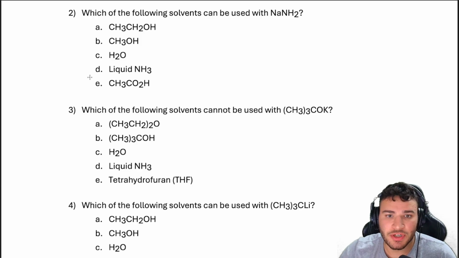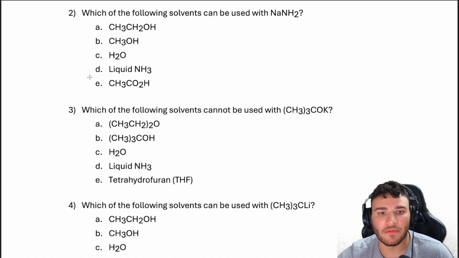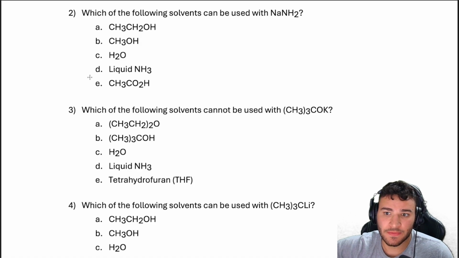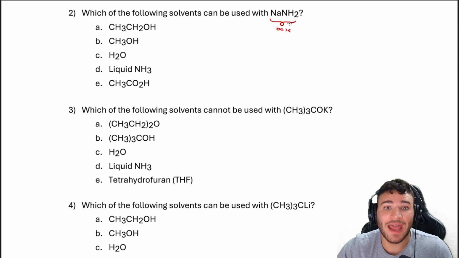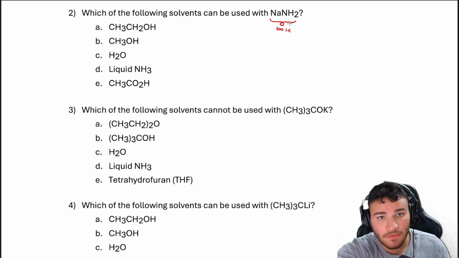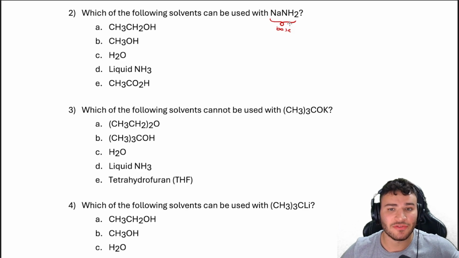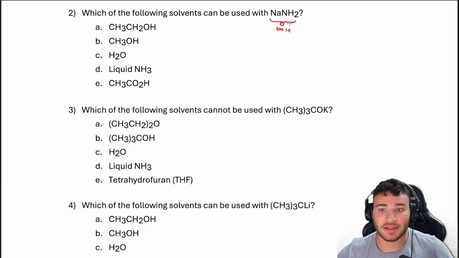In question 2, we're asked which of the following solvents can be used with NaNH2. Now, some of these questions might be a little confusing. What do you mean, what solvent? Well, the reason is, okay, regardless of what acid we use, understanding that NaNH2, because of that extra lone pair on nitrogen, is a base. Now, regardless of what acid we can possibly use with NaNH2, which solvent of the choices would least likely affect the reaction, would least likely change what's going on or change the product's form?